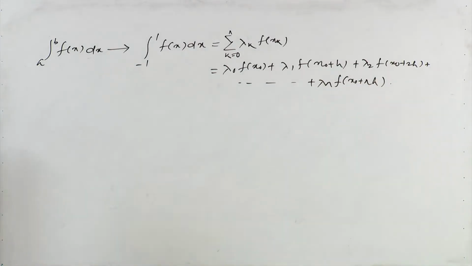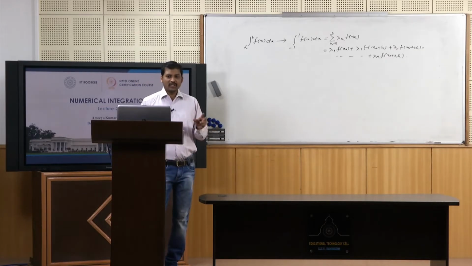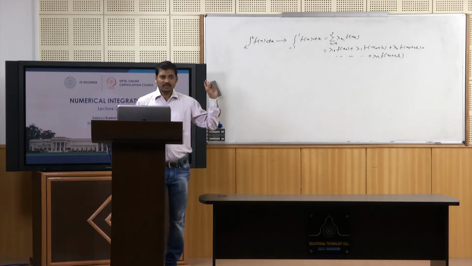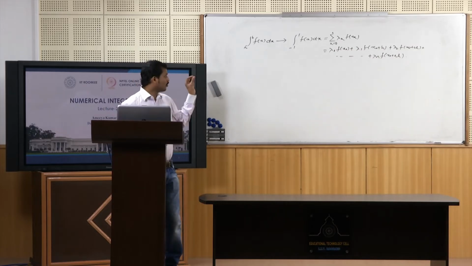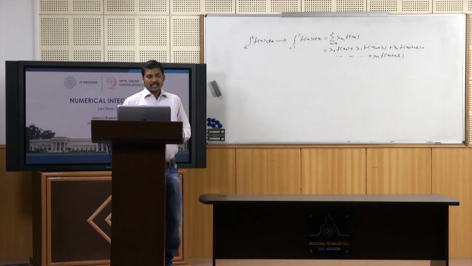So, the approach of this integration rule is that first we go for the undetermined coefficient form. Undetermined coefficient form means lambda 0 is not known to us, lambda 1 is not known to us, lambda 2 is not known to us, and x 0 is not known to us, and x 0 plus h is not known to us. Even if these points are not given, we can consider any functional or polynomial approximation to this integration to get these nodal points.